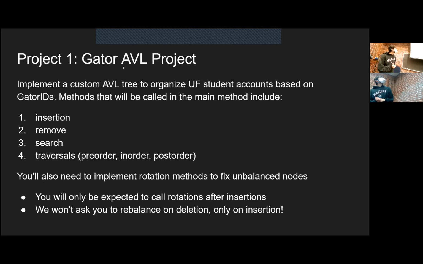So first of all, project 1 is the Gator AVL project. You're going to implement a custom AVL tree. If you read the directions, you might know that. You're going to be doing insertion, remove, search, and traversals. But you also need to implement rotations. I think you only have 2 rotations on insertion, and here it does say that, because on deletion it's more difficult. But these are the 4 things you're going to have to do.